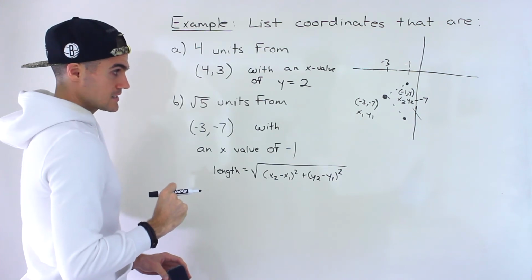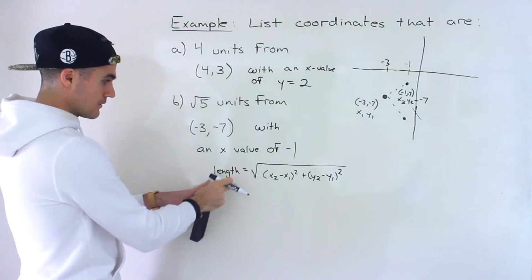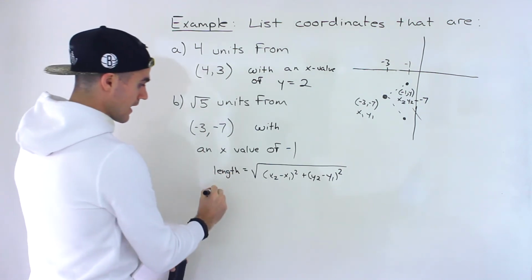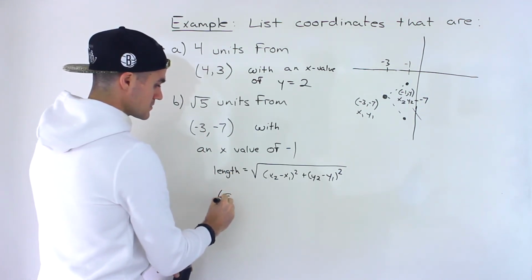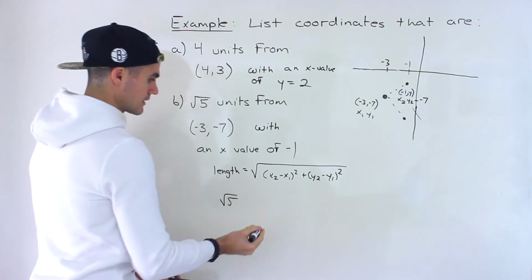So in this case, the y2 is what we're going to solve. Now the length over here is root 5. Before it was a decimal, but now I'll just write root 5 like that.